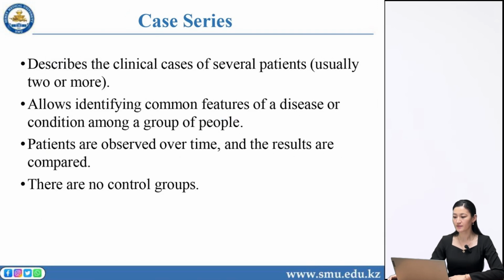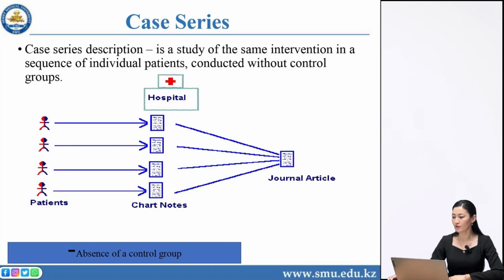The next study design is case series. A case series describes the clinical cases of several patients, usually 2 or more, and allows identifying common features of a disease or condition among a group of people. Patients are observed over time and the results are compared. There are no control groups. A case series is a study of the same intervention in a sequence of individual patients conducted without control groups.